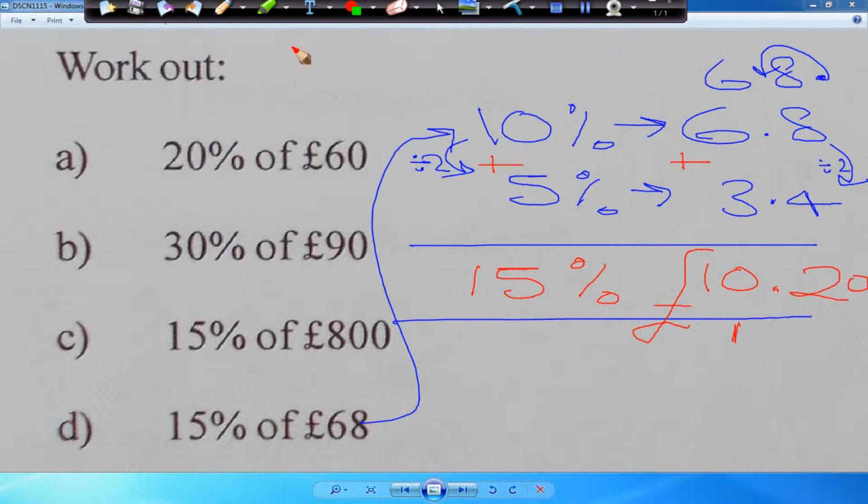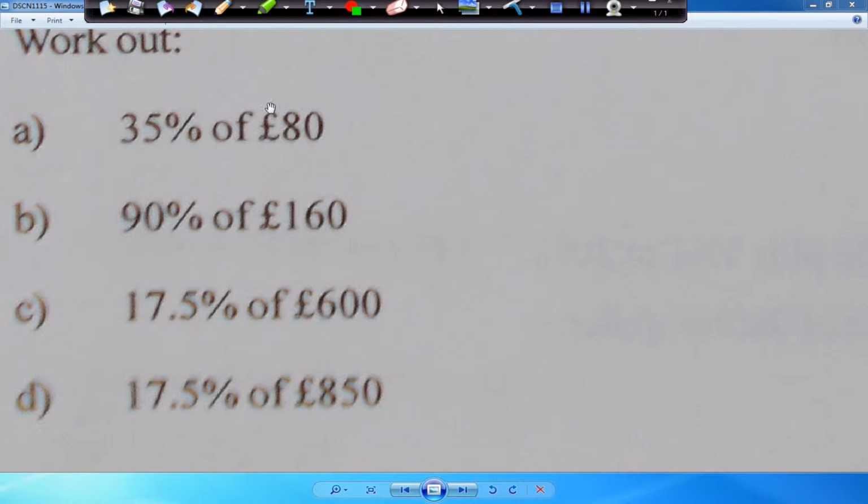So now, are we happy with that? Is it good? Yeah? Okay, I'm going to move on to the next question. Has everybody copied that down yet? Okay, alright. The next question: work out 35% of £80. Again, these are all non-calculator questions now.